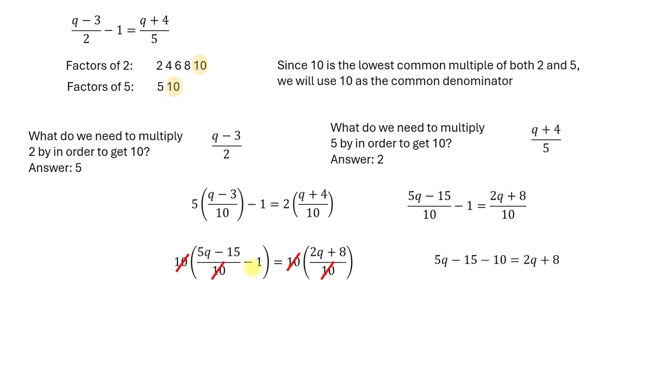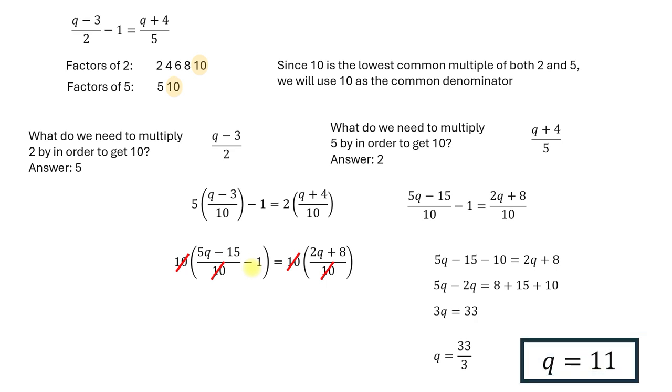Once again, we want to get all the variables, q in this case, on the left-hand side, and the numbers on the right-hand side. Gives us 5q - 2q = 8 + 15 + 10. Simplifies further to 3q = 33. 3 times q equals 33. Therefore, q by itself equals 33 divided by 3. q simplifies further to a value of 11.